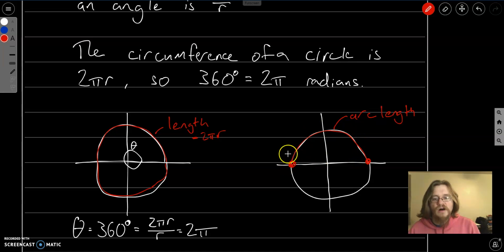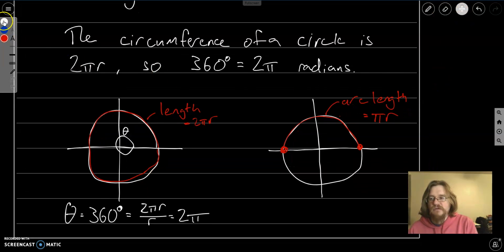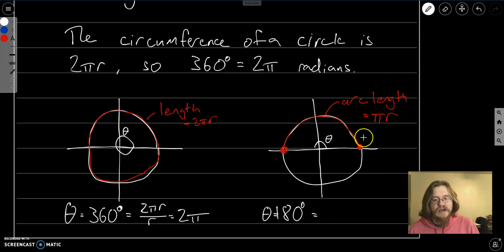Well, if I go all the way around, the circumference is going to be 2 times pi times r. So if I go halfway around, this arc length is going to be half of this. So it's just going to be pi times r. Well, just like before, I know that this angle, if I go halfway around a circle, is 180 degrees. Or I can take the arc length, which is pi times r, and divide it by the radius to get exactly pi radians.